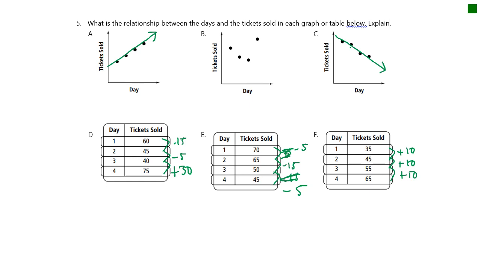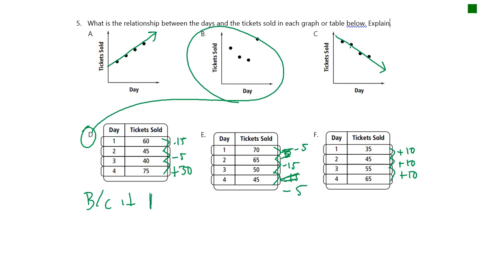All right, let's go back to this. All right, notice on the first table, you are decreasing and then adding. So you're not doing anything constant, it's going up and down. So I'm going to pick D with B. Why? Because it decreases and then it increases, then decreases. It goes up and down. It's not a straight line. It's not just decreasing. It's not just increasing. It's all over the place.